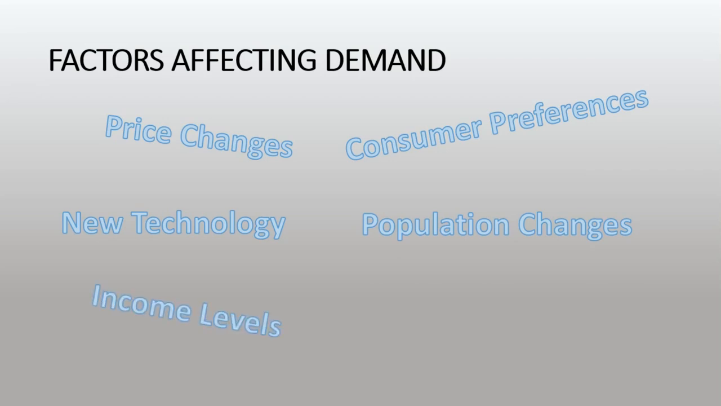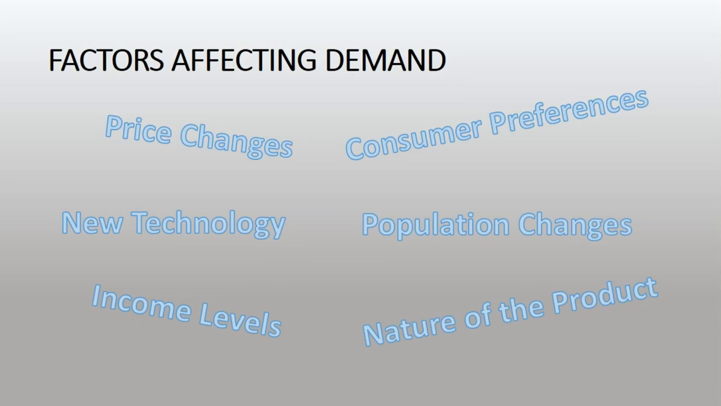Income levels are another factor. If people are receiving more money, they will then tend to demand more goods. And the nature of the product is also a factor which affects demand. People would normally demand more ice cream in summer than in winter. Those are some of the factors that would affect or change the demand for goods.